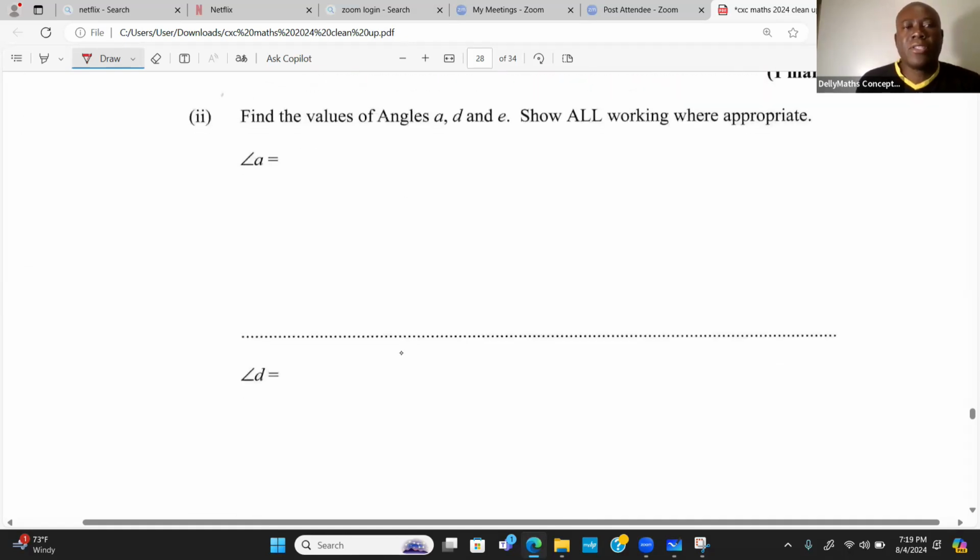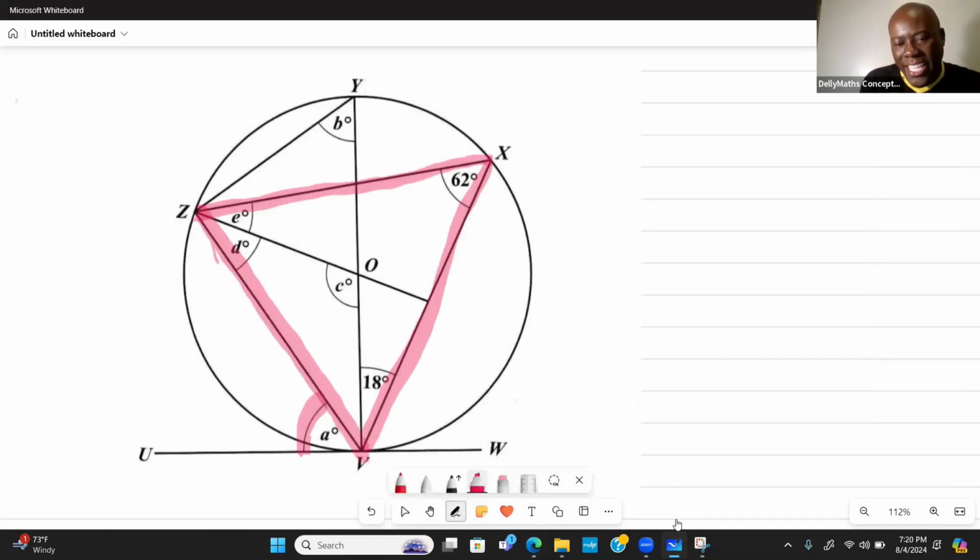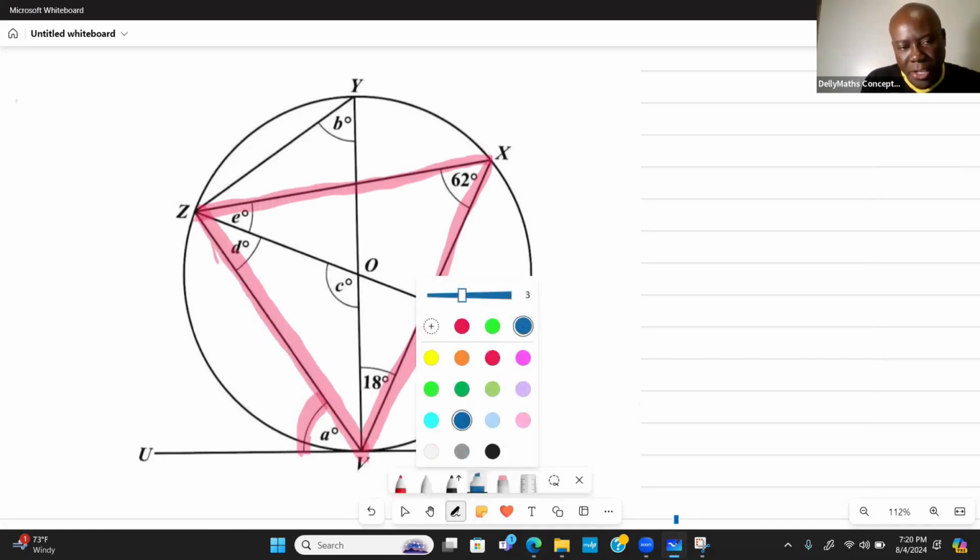This one says find the values of A, D, and E. Show all working where appropriate. Where it is appropriate, we're going to have to do a little calculation. Let us see what angle A is. We're looking at angle A, which is this angle right here. There are a number of ways to get to the answers, but I'm going to get to it by highlighting a particular triangle, and then I'm going to highlight the tangent line here.